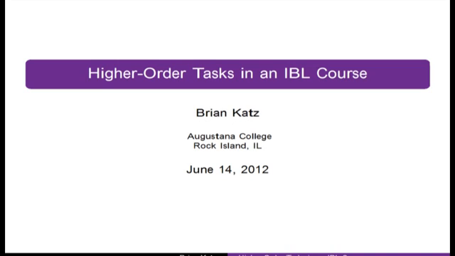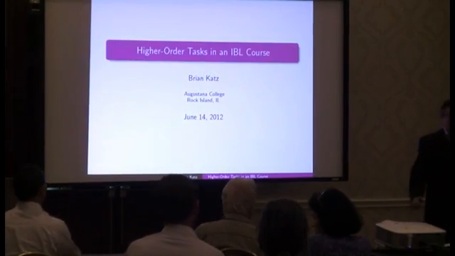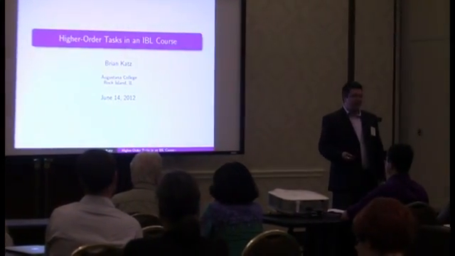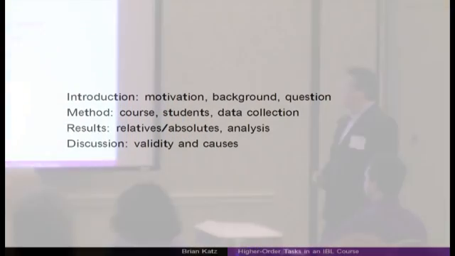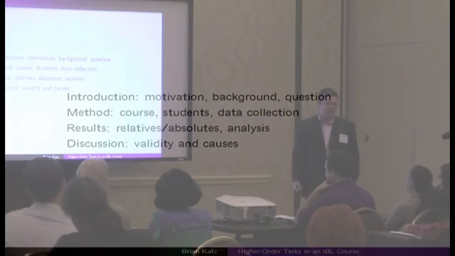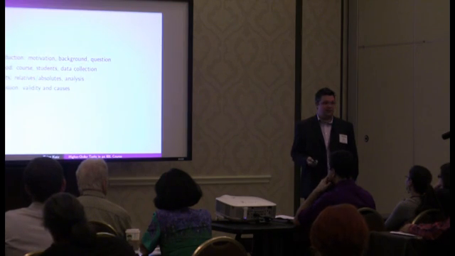My training is as a mathematician, and this is my first foray into math education research. So I'm hoping the questions at the end will be suggestions about how to be a better education researcher. As a result, I'm going to organize my talk like it's a paper with an introduction, motivation, background, question, method. I'll describe the course, the students, the data collection, results. I have some relative and absolute results and a little analysis, and then some discussion of the validity and any little indications of causes for the results.